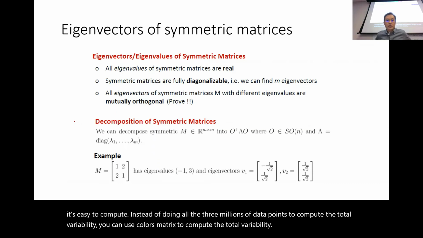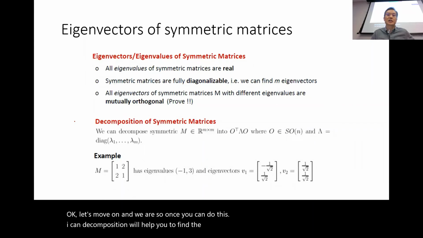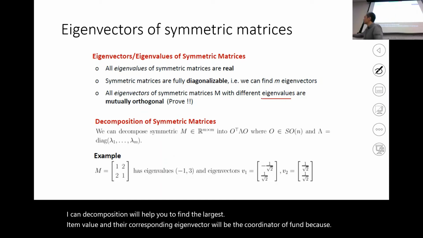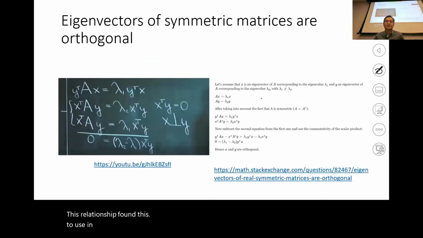Okay, let's move on. Once you know you can do this, the eigen decomposition will help you find the largest eigenvalues, and their corresponding eigenvectors will be the coordinates you want, because of this relationship, which gives you the largest variability.